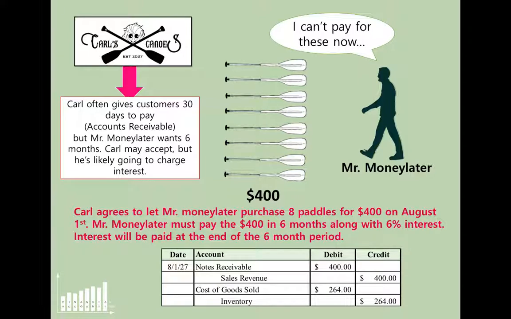So, on his books, Carl would make a journal entry, August 1st, 2027, that looks something like this. He would record the note receivable, $400, the sales revenue of $400, and then he would record the cost of goods sold and the inventory, whatever they might be. I made up some numbers here. I put in $264. So, going forward, what has to happen with this note receivable? It's a little bit different than simple accounts receivable.